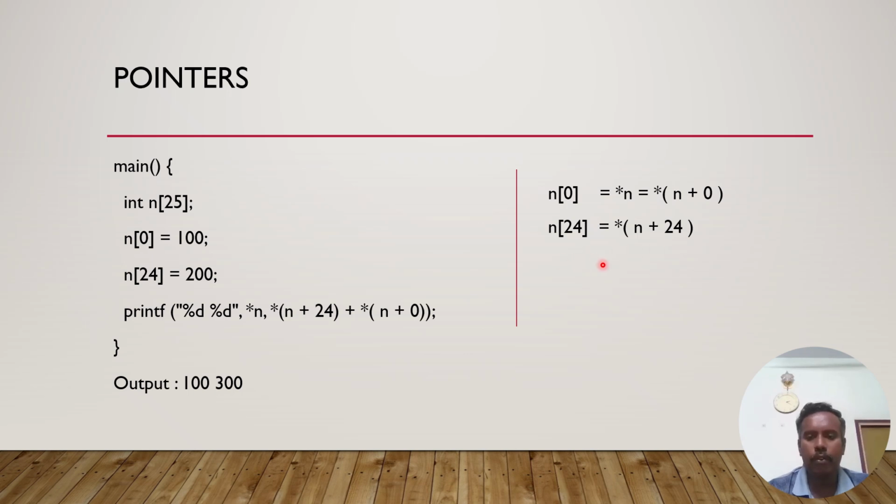a of 25 equal to star of a plus 25. c of 1 is equal to star of c plus 1. You should understand this notation. Now see this example. n of 0 equal to 100. n of 24 equal to 200. Now we print it. Star n is equal to n of 0, which means it will print 100. Now star of n plus 24 is equal to n of 24. This is 200, plus star of n plus 0, which is equal to n of 0, and this is 100. If you add 200 plus 100, this is 300.